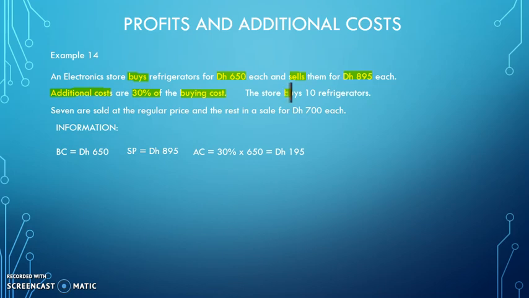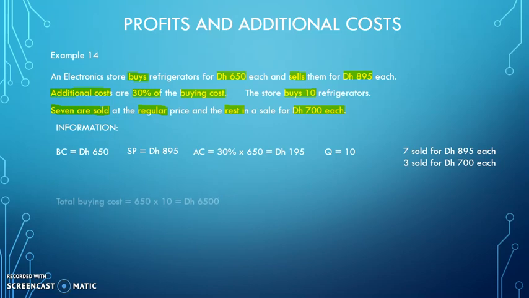The store buys 10 refrigerators, so we know the quantity is 10, and 7 are sold at the regular price of 895, and the rest, which would be 3, are sold in a sale for 700 each. So we've got 7 at 895 and 3 at 700. What else do we know?